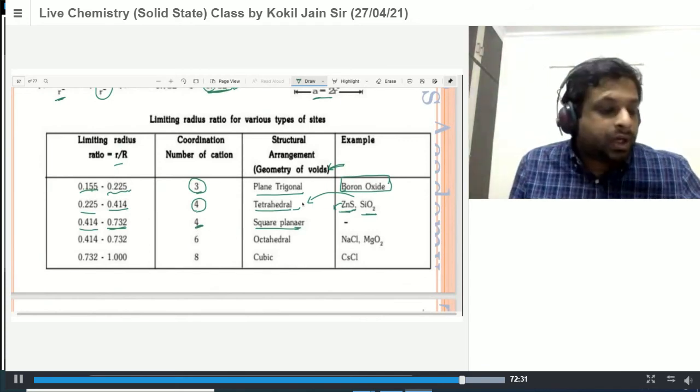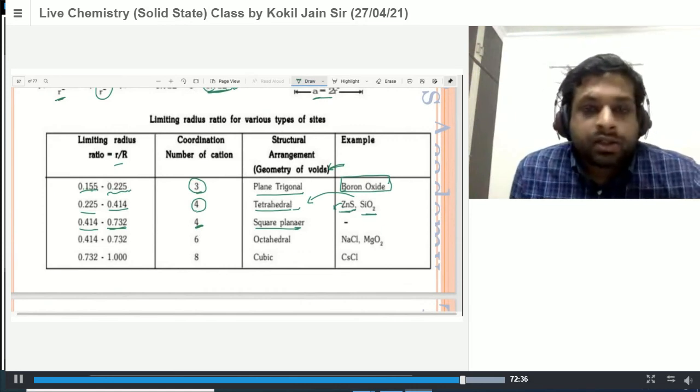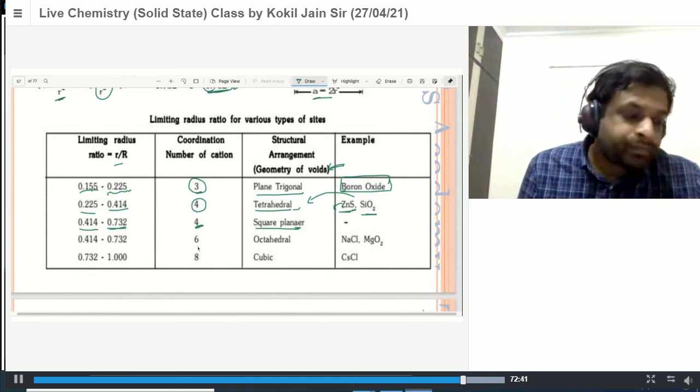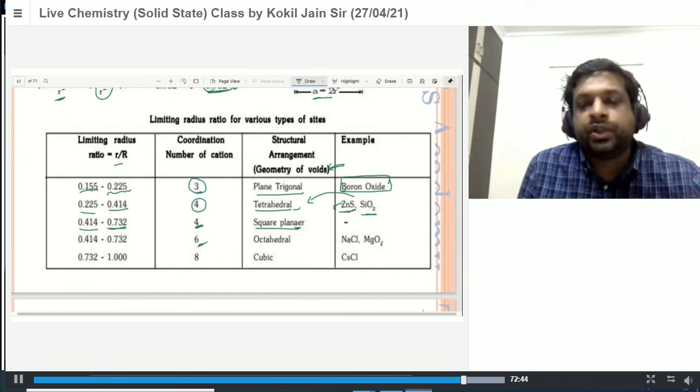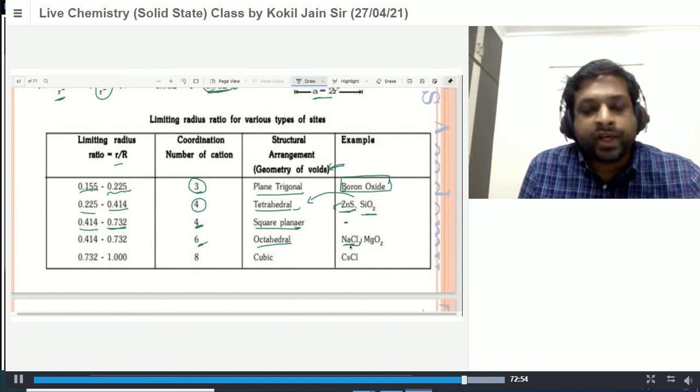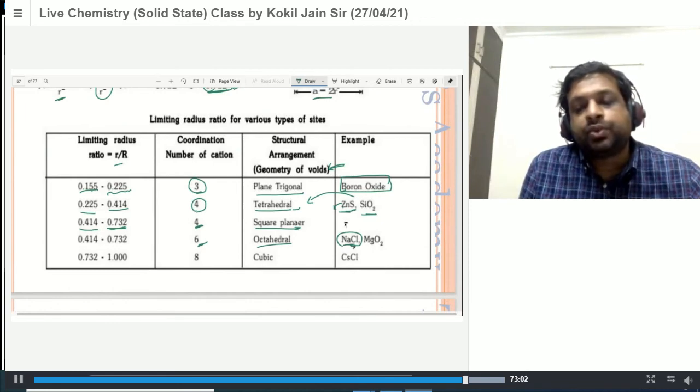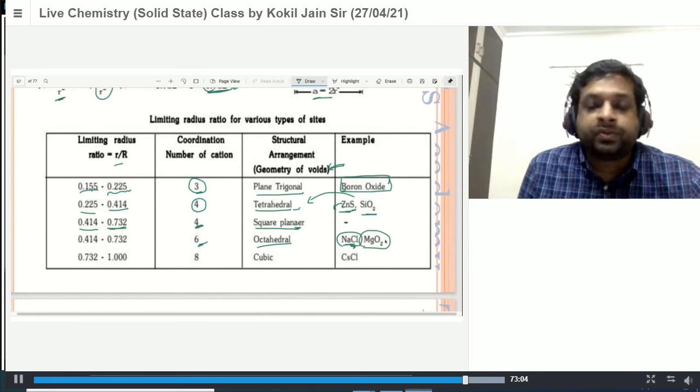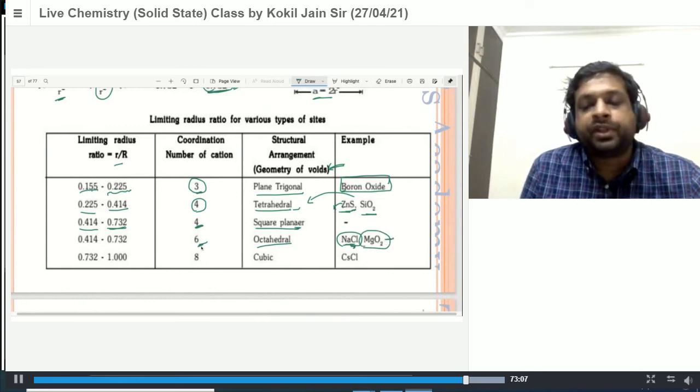Now if we see, the coordination number is 6 here. Coordination number is 6 here. We are going to see the structural arrangement of the octahedral arrangement. Sodium is going to occupy the octahedral void space. Chlorine is taking the position of the octahedral space. MgO2 is another type of compound which forms such type of geometry here.